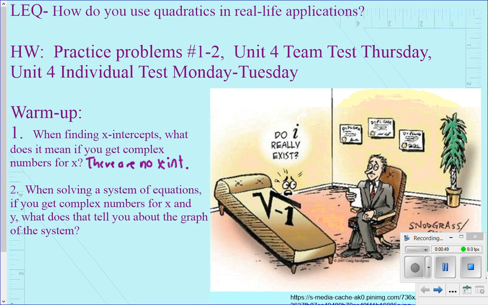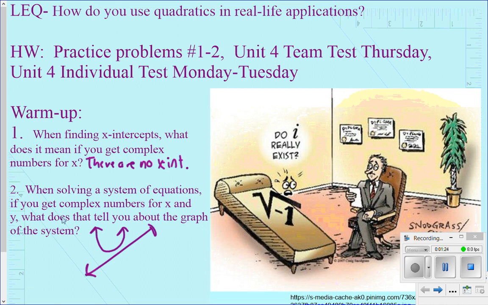On the other hand, when I'm solving a system of equations and I get complex numbers for x and y, what does that tell me about the graph of the system? Well, that tells me that on the real coordinate plane, the two graphs do not intersect. So if we're talking about a parabola and a line, they're never going to intersect. If I graph those equations, I'd see two graphs that don't intersect on the real coordinate plane.